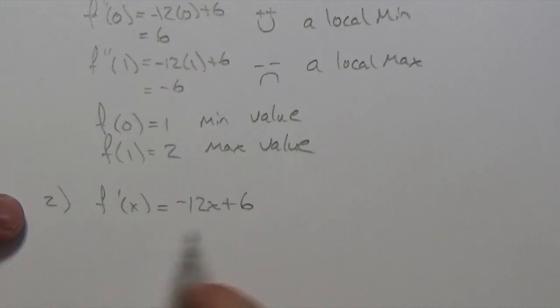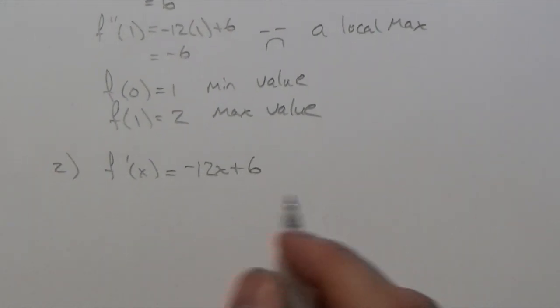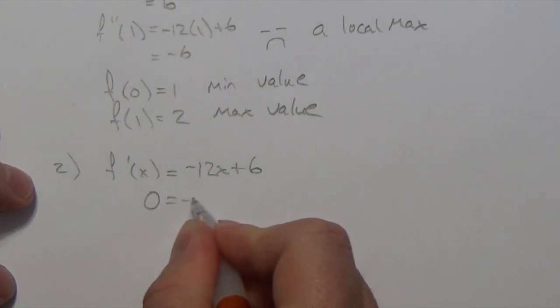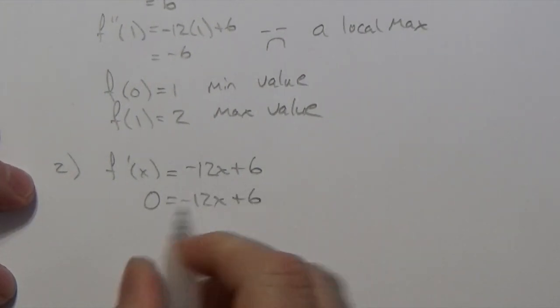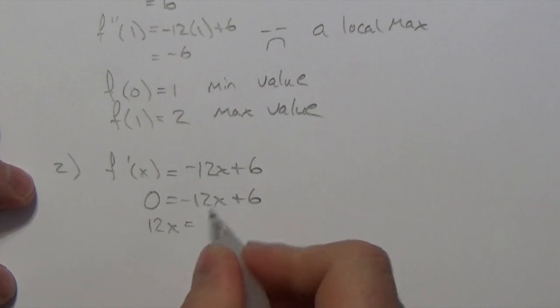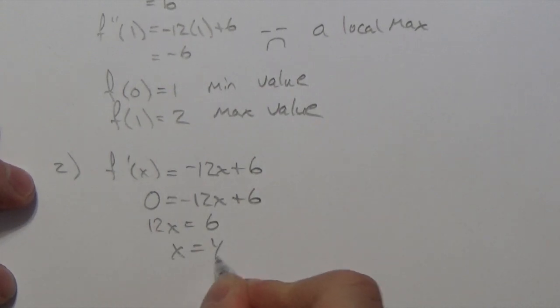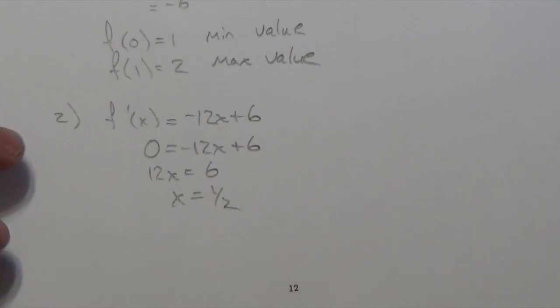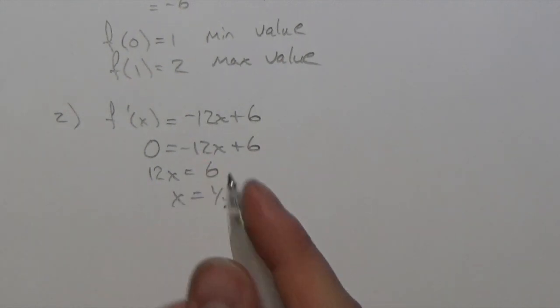Okay, and here is where I will set this equal to 0 because I am looking for the critical numbers. I'm going to bring the 12x over, equals 6, divide, and I'm going to get x is equal to a half. Yeah, which isn't ideal. I'd rather it was a nice integer, but so be it, whatever.